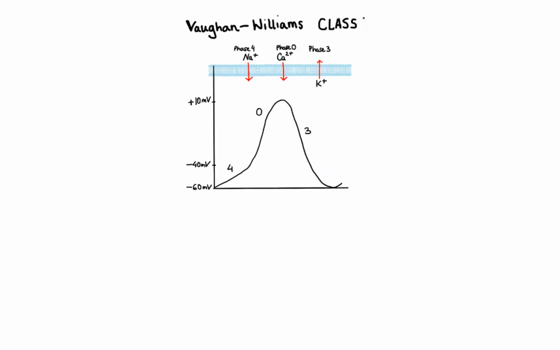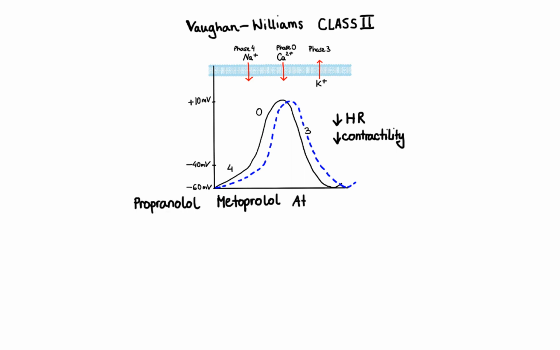Now let's move on to class 2 antiarrhythmic drugs. So agents in this class act on the beta 1 receptors, preventing the action of catecholamines on the heart. So class 2 agents are simply beta blockers. Beta blockers depress sinus node automaticity and slow conduction through the AV node, which results in decreased heart rate and decreased contractility. Examples of beta blockers commonly used for arrhythmia are propranolol, metoprolol, atenolol, and esmolol.